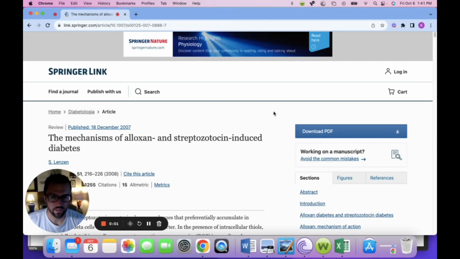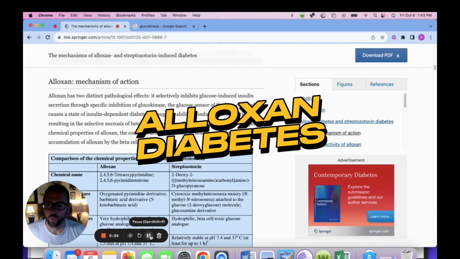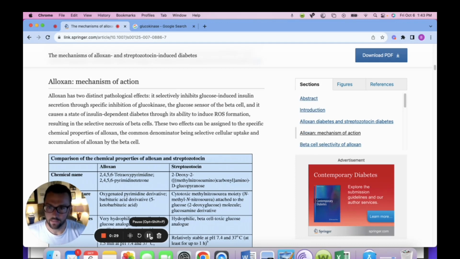So the two substances that are used to induce diabetes in the laboratory model are alloxan and streptozotocin. And this paper does an excellent job of breaking down the mechanisms of how each of these substances induce diabetes. So I'm going to start with alloxan. Alloxan has a couple different means of creating diabetes. The first is by interfering with proteins and enzymes that are responsible for regulating blood sugar.